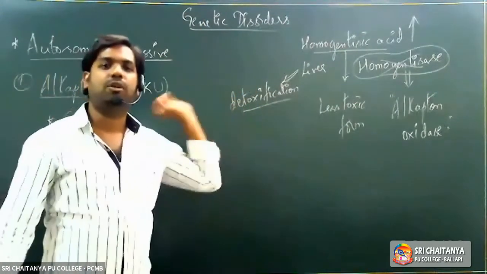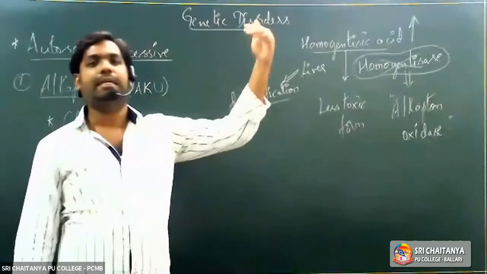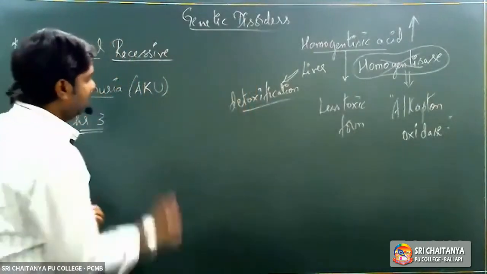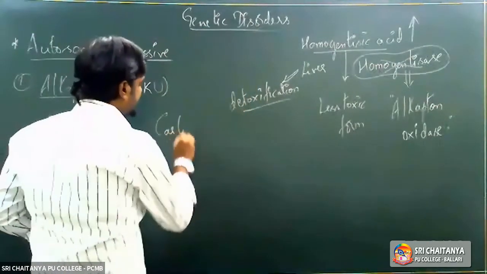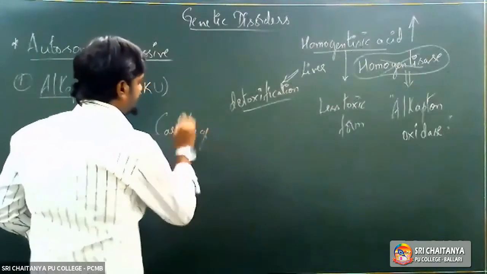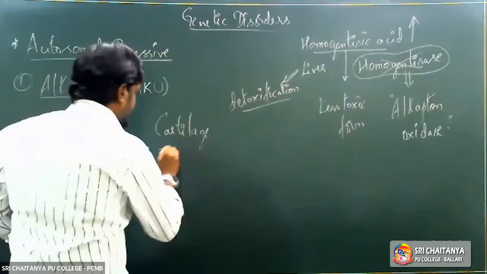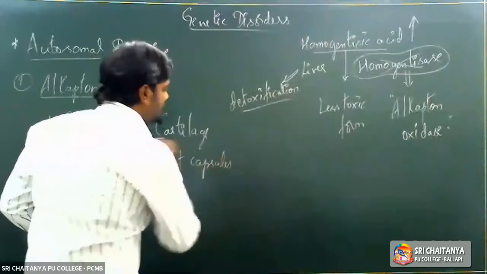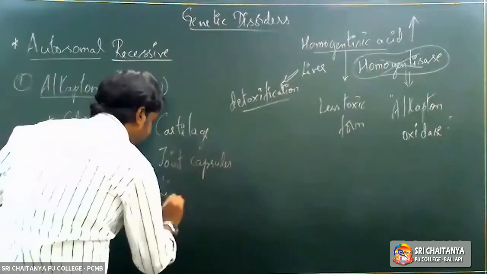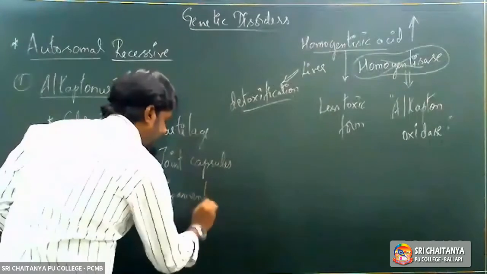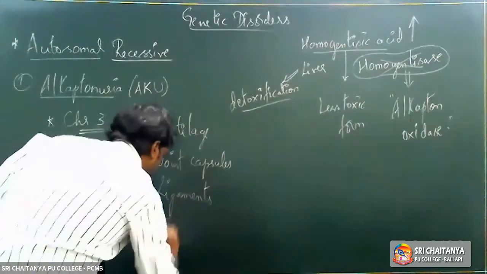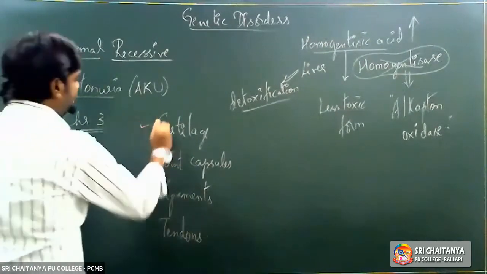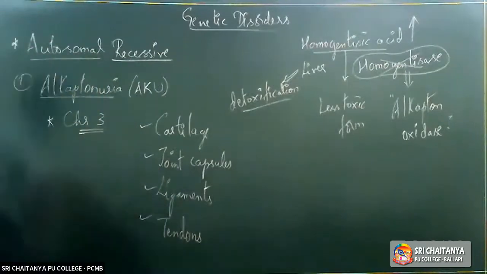Once the concentration of homogentisic acid in the body starts increasing, it gets accumulated in various parts of the body. So where all does it get accumulated? It gets accumulated in the cartilage. Then it gets accumulated in the joint capsules. Then it gets accumulated in the ligaments. Then it would get accumulated in the tendons as well. So these are the places where homogentisic acid would get accumulated.